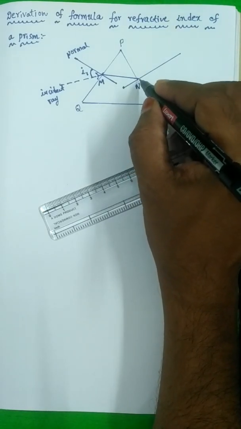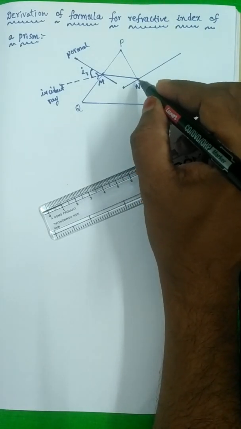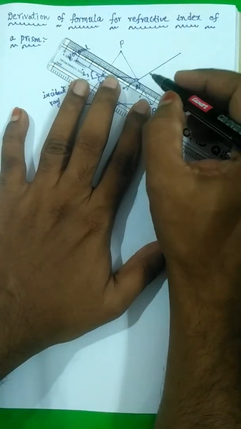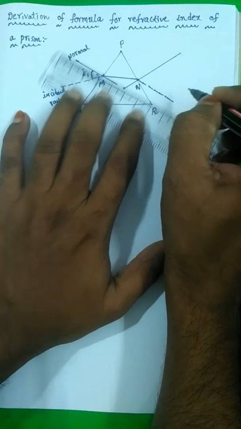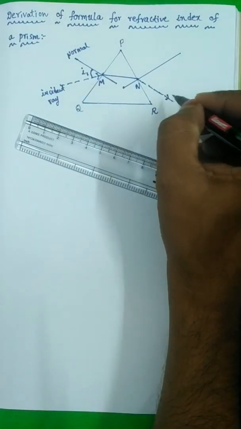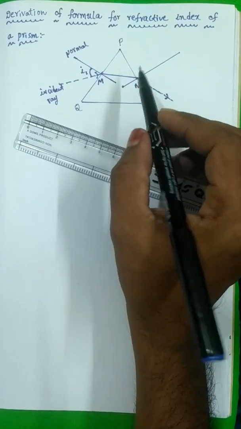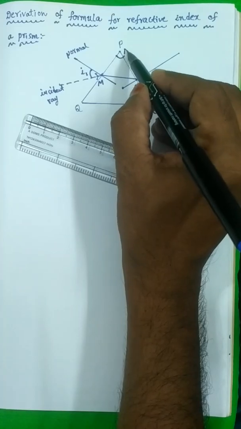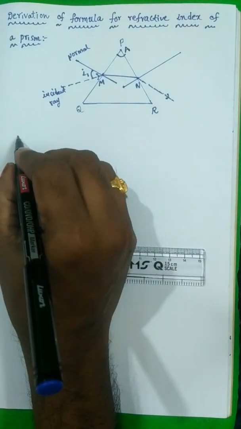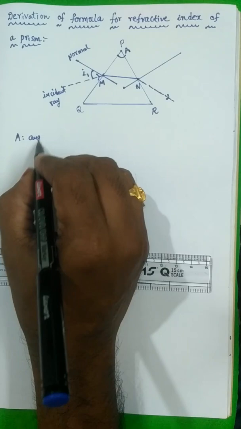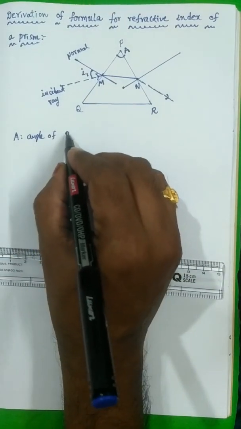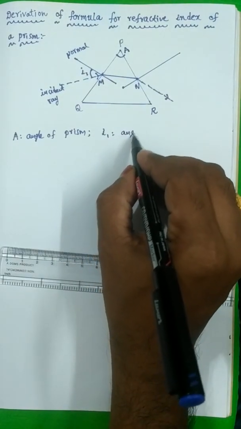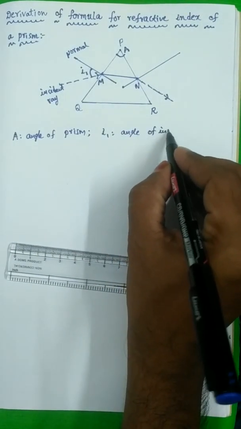And here is the emergent ray. The ray coming out of the denser medium is called the emergent ray. The emergent ray travels along this direction, and it also makes some angle. Now the angle between the plane surfaces is called the angle of prism, where A is the angle of prism, and I1 is the angle of incidence.